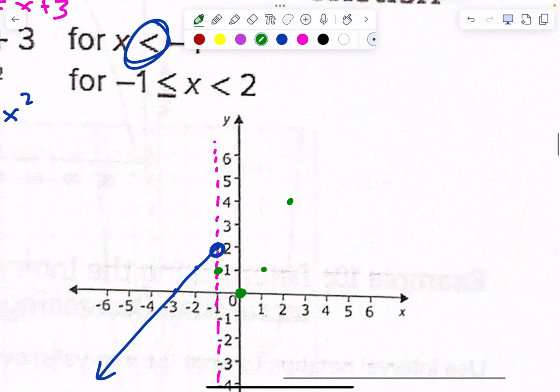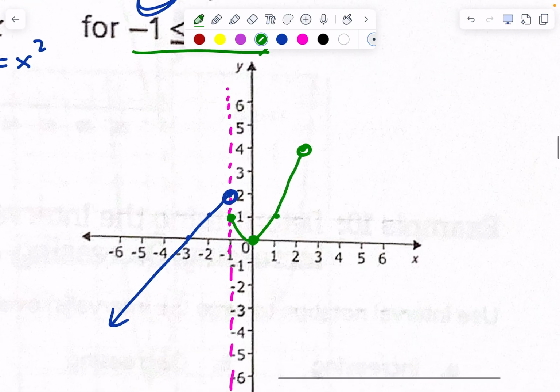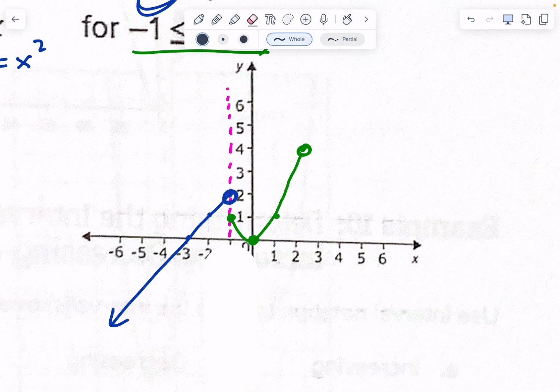But this one is kind of weird. I don't have an arrow that goes forever to the right. Do you see that? It stops at 2. Make sense? Okay, so it's going to be an open circle on 2, a closed circle on -1, and it's going to look like this. It will not have an arrow that goes forever to the right. I'm going to erase my dotted line now. Yeah? Good?